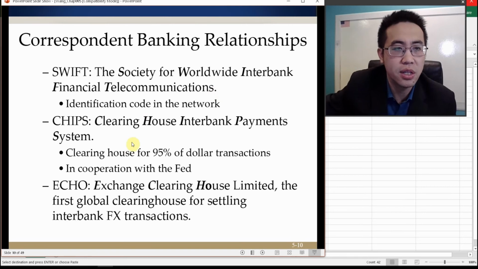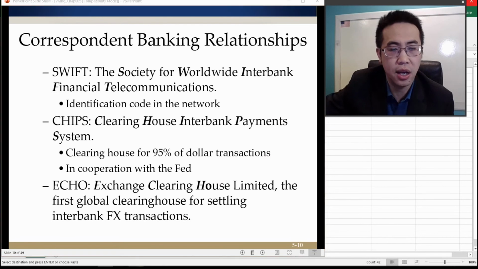There's also a system called CHIPS, which is a clearinghouse interbank payment system. 95% of the clearinghouse transactions are dollar transactions. So the Federal Reserve Bank, which is the regulator of US dollars, has to be involved. So what is a clearinghouse anyways?